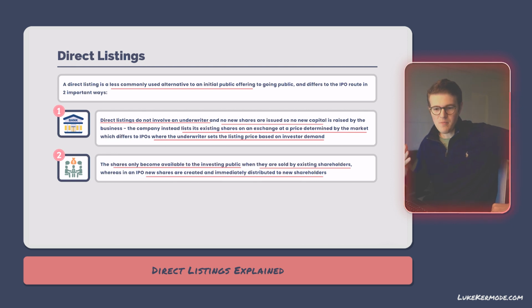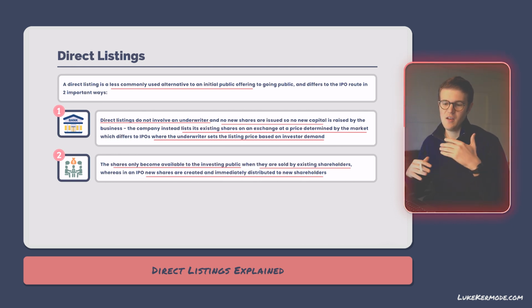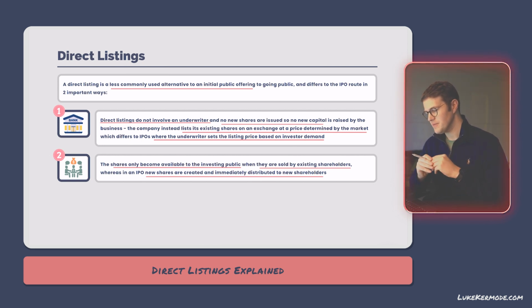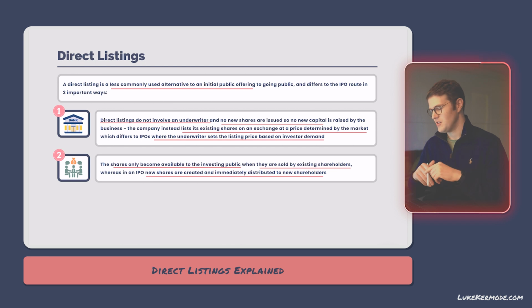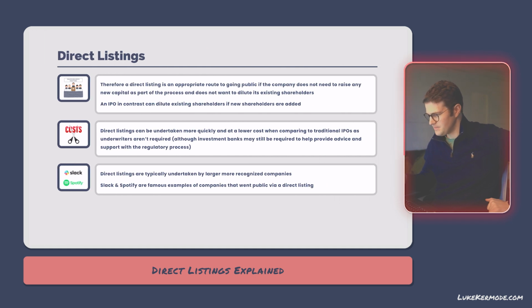So in an IPO, the company is issuing new shares which new or existing shareholders can subscribe to purchase. So there's new equity becoming available, whereas in a direct listing, because no new shares are being issued, buyers can only purchase stock in the company once sellers are ready to sell down their stock. So that's the second differential between an IPO and a direct listing.